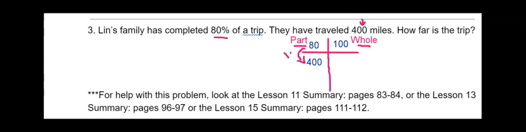Well, that would be times 5, right? 80 times 5, because 8 times 5 is 40, and then put the 0 there. So then we do the same thing with 100. Of course, 100 times 5 is going to be 500. So if they traveled 80% of the trip and got through 400 miles, to get to the next 20%, they're going to end up doing a total of 500 miles. Okay, so that would be your answer for that one. And there's other ways to do it, but I just wanted to show this approach so that you can utilize it in the future if you would like.